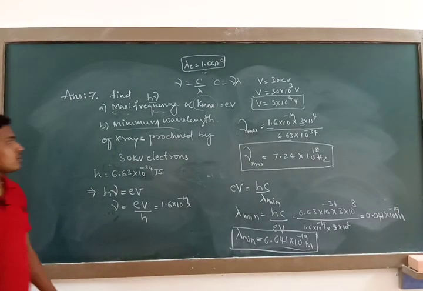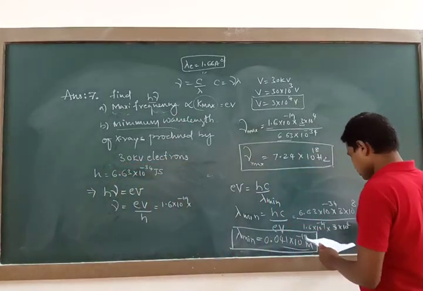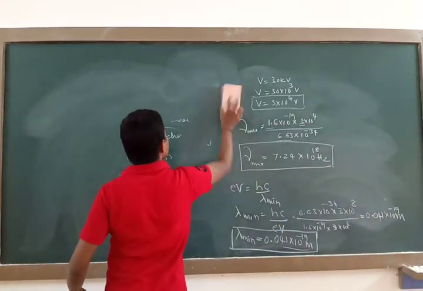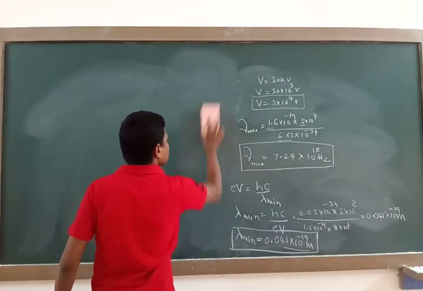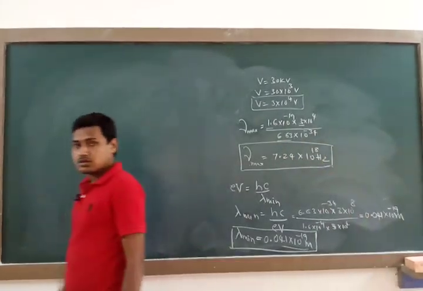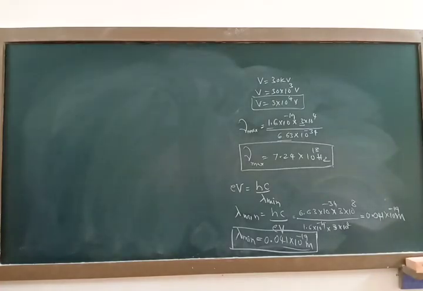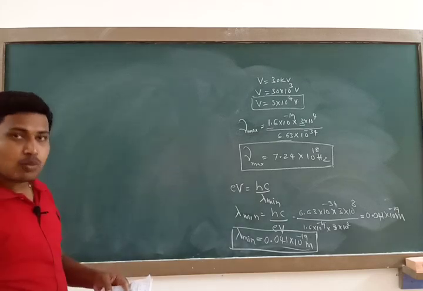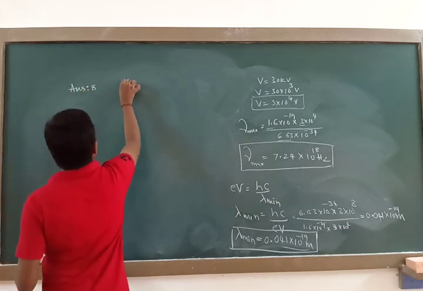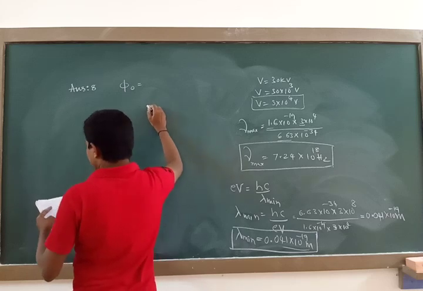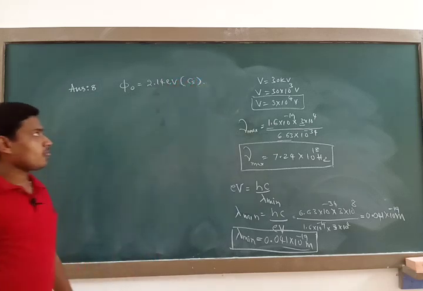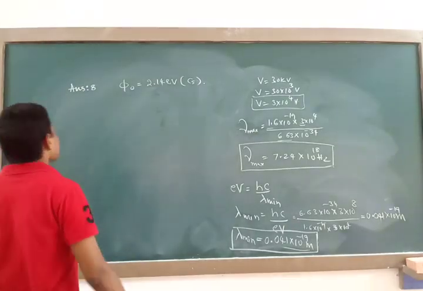So next, look at the next problem. The work function of cesium metal is 2.14 electron volt. The work function is given. Whose? Cesium metal. The work function of cesium metal is 2.14 electron volt, for cesium, not computer science, cesium.